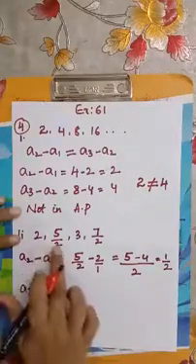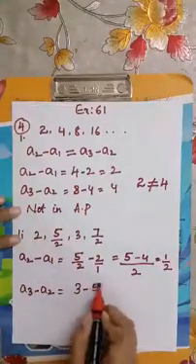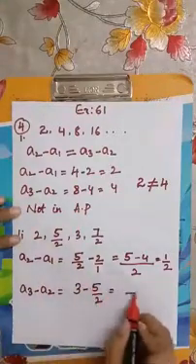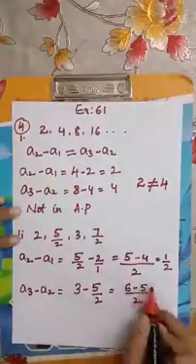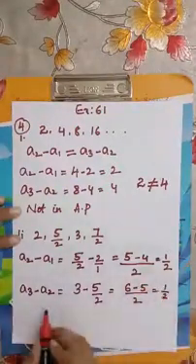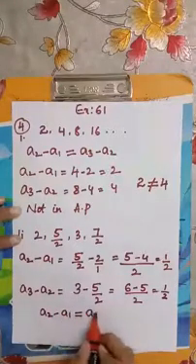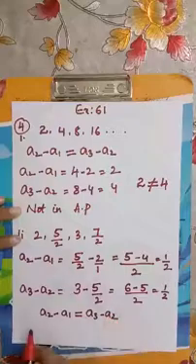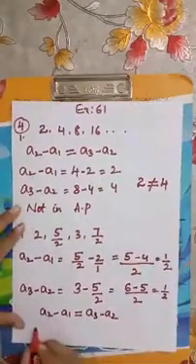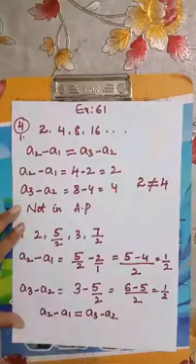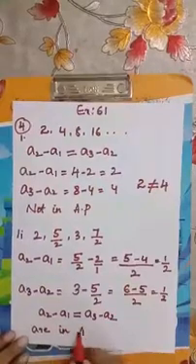A3 minus A2. A1, A2 and this is your A3. That is 3 minus 5 by 2. Now LCM is again 2. 3 2s are 6 minus 5. That is 1 by 2. A2 minus A1 is equal to A3 minus A2. It is in AP. Our given series are in AP.